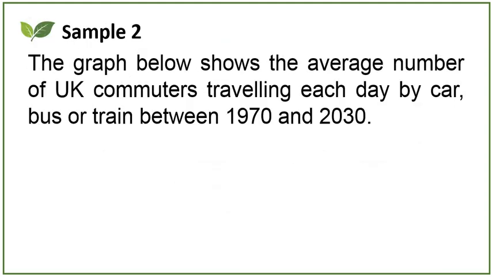The graph below shows the average number of UK commuters traveling each day by car, bus, or train between 1970 and 2030.